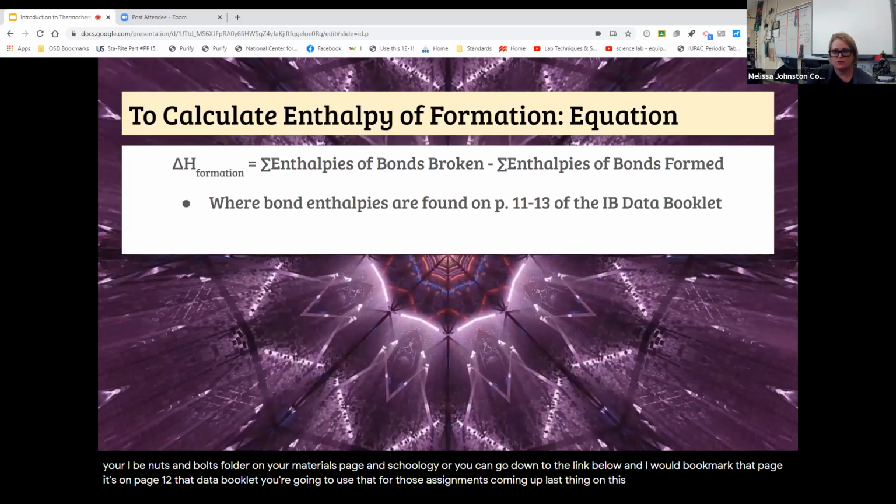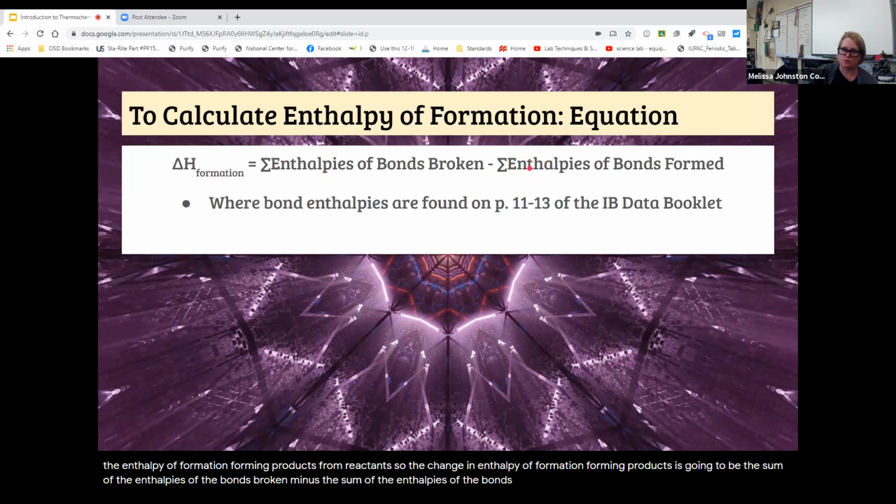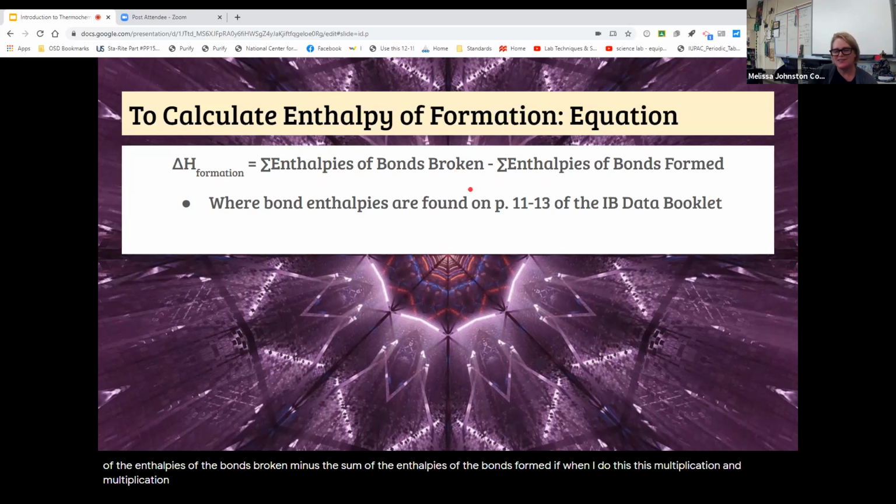Last thing on this video is the equation to calculate the enthalpy of formation, forming products from reactants. So the change in enthalpy of formation, forming products, is going to be the sum of the enthalpies of the bonds broken minus the sum of the enthalpies of the bonds formed. If when I do this multiplication, addition and subtraction, the value ends up positive, it is an endothermic process. If the value ends up negative, it's going to be an exothermic process.